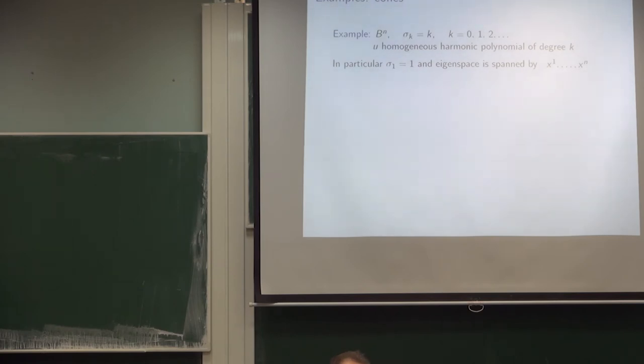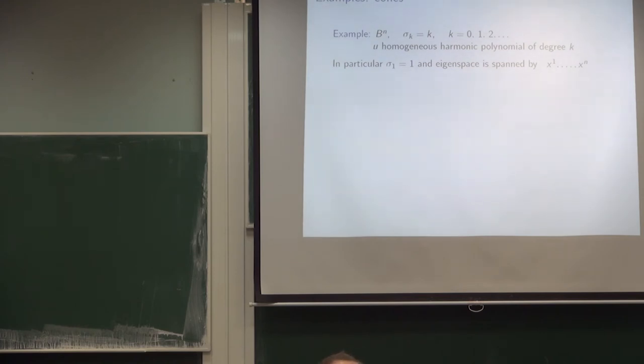And the eigenfunctions are just the homogeneous harmonic polynomials. So in other words, the eigenfunctions are really the eigenfunctions on S^(n-1), on the unit (n-1)-sphere, and then extended inside the ball. And that just follows from Euler's formula.